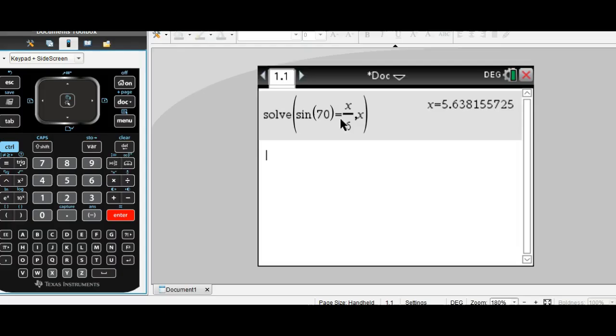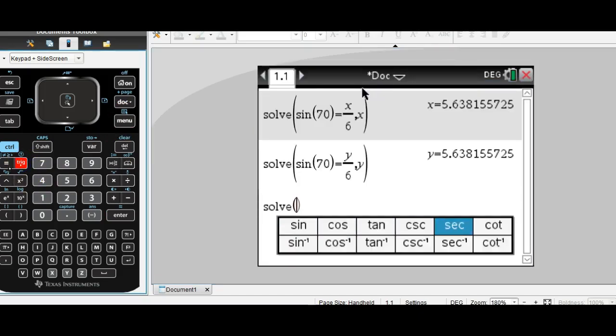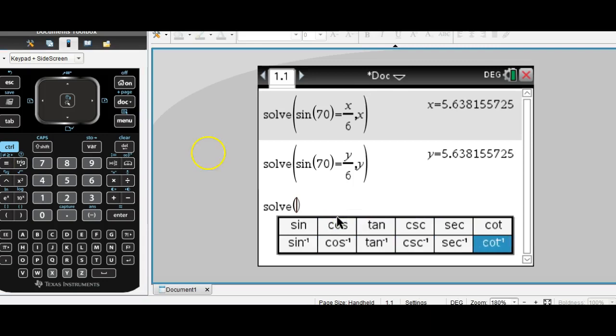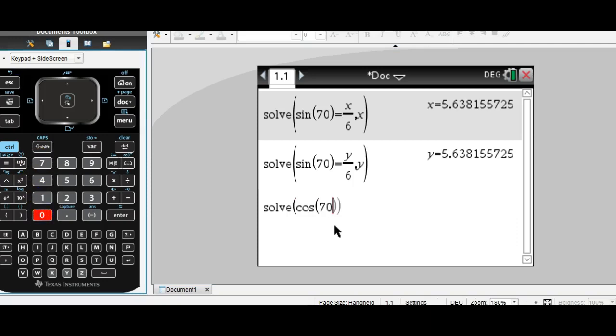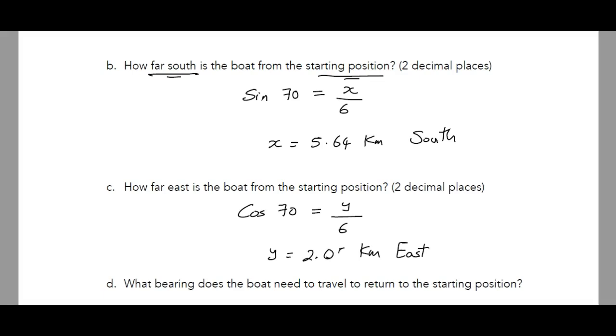So cos 70 equals adjacent side y over hypotenuse 6. And if we solve that on our calculators, so menu, algebra, solve. In our trig function, we are selecting our cosine function. Cos 70 equals y over 6, comma y, control enter, gives us the value for y as 2.05 kilometers east.